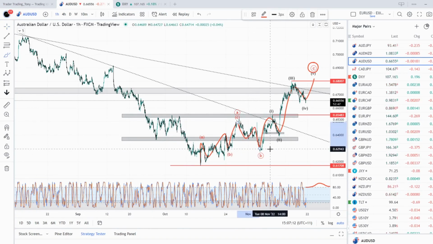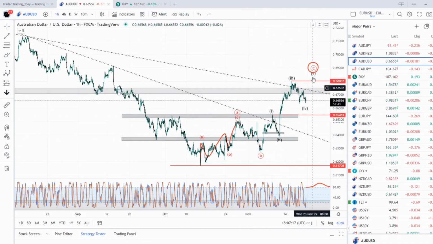So it's just a waiting game, folks. We need to see if we get a final push to the upside on the AUDUSD, which aligns also with the Elliott wave count on the S&P 500. I will touch on that just now as well.